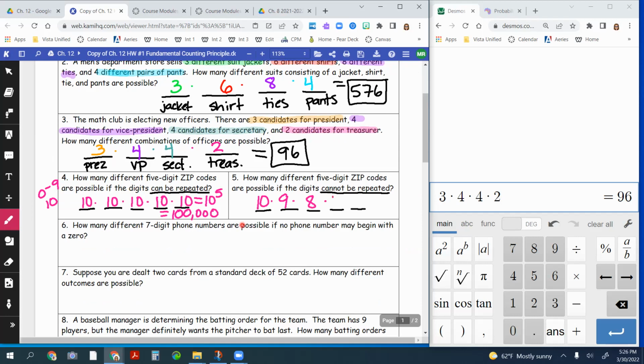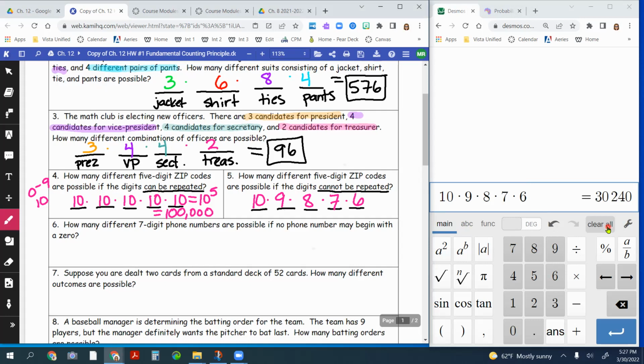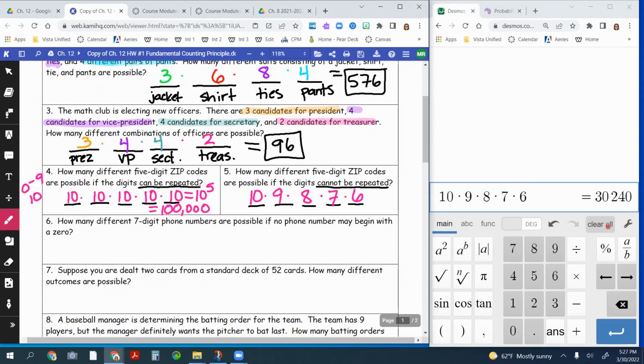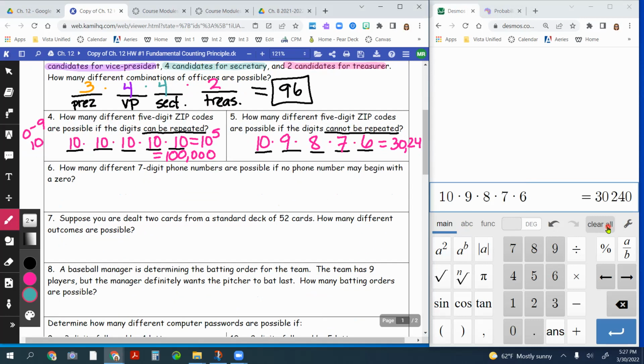Now, if we cannot have repetition, it's going to be 10, and then 9, and then 8, and then 7, and then 6. A couple of ways that I could compute this: I can go 10 times 9 times 8 times 7 times 6 and get 30,240.